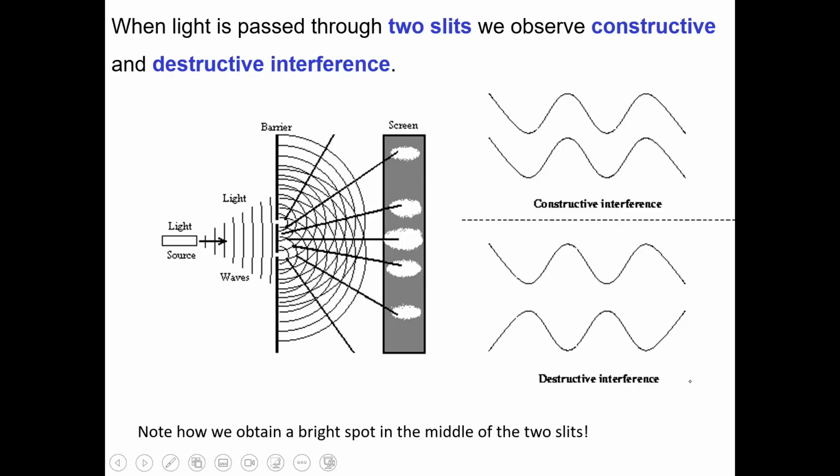Now, this gets really weird when we pass light through two slits, because what we see doesn't immediately make common sense. So if you take a source of light and you put a barrier in front of it that has two holes in it, not just the one, and then at some distance on the other side of the barrier, you put a screen to see where the light is coming through, you get some really weird phenomena.